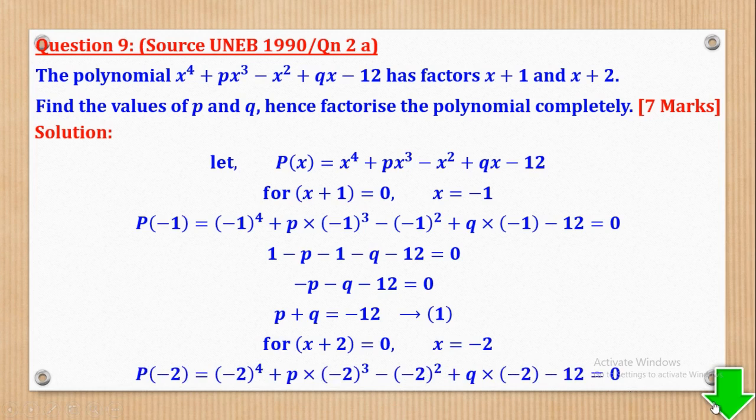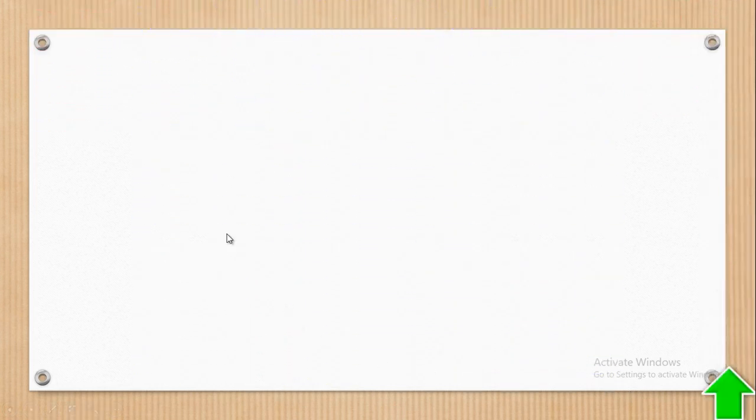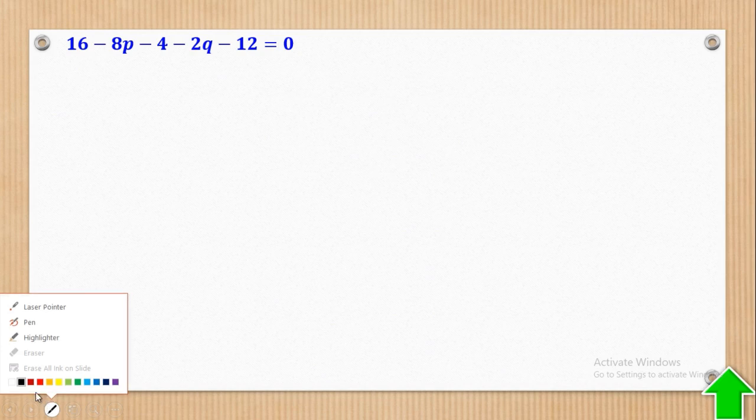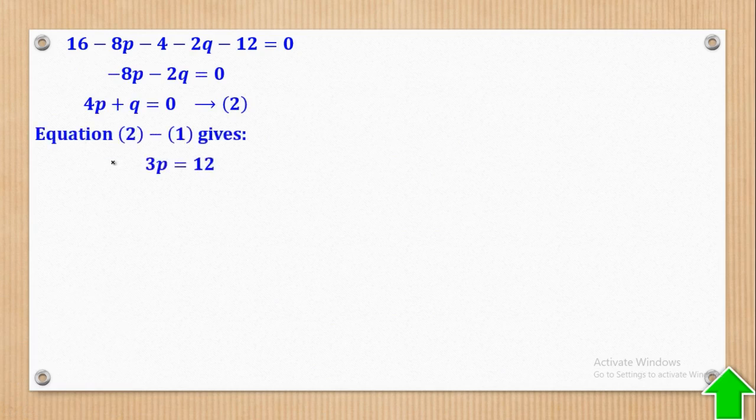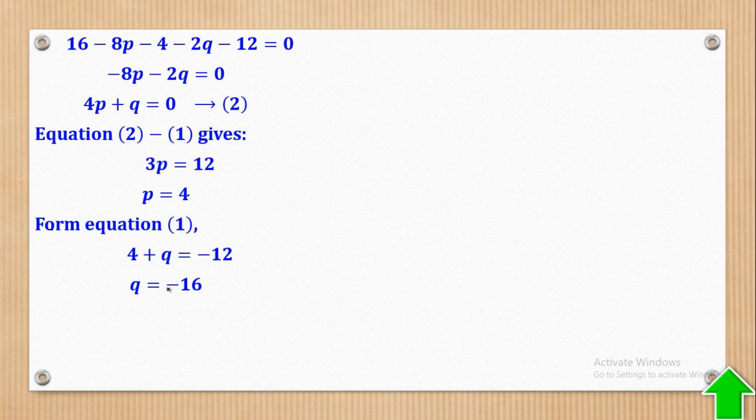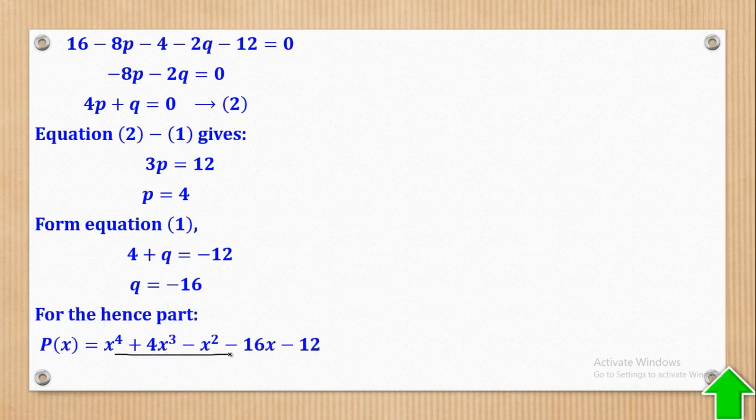And when I simplify, I'll come up with equation 2 as that. So those are two equations, two unknowns. So equation 2 minus equation 1 will give me 3p equal to 12. Therefore, p will be equal to 4. So from equation 1, we have that. Therefore, q will be equal to negative 16. Then for the hence part, P(x) will now be equal to that.